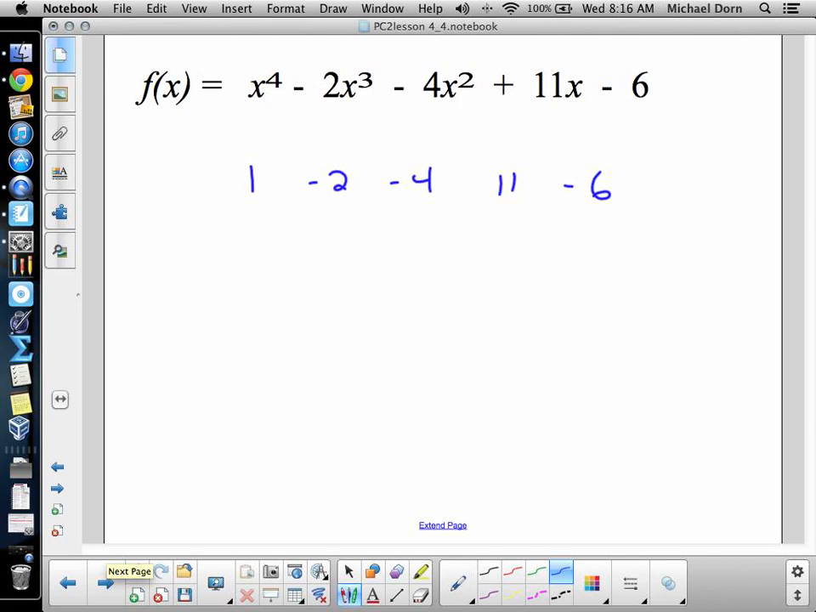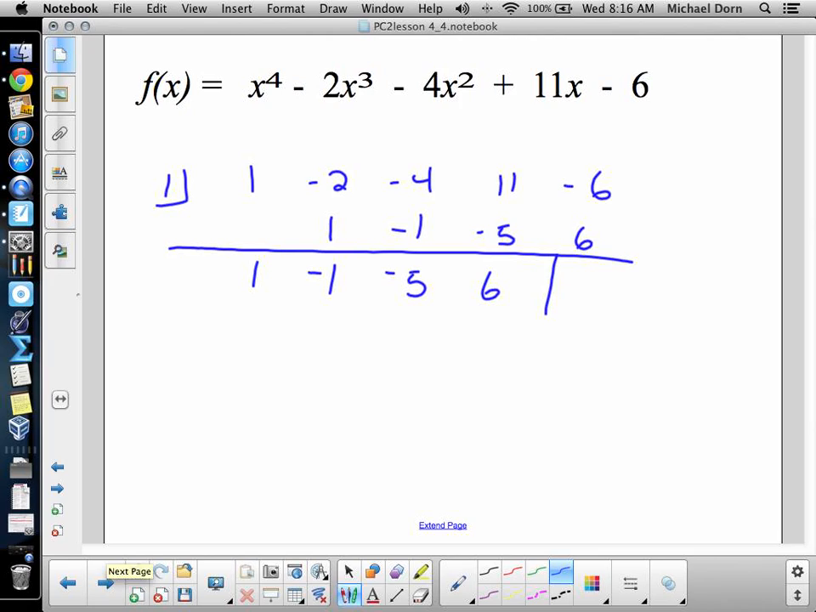And 1's going to work again, isn't it? Because if I add those, I get a 0. 1, 1, negative 1, negative 1, negative 5, negative 5, 6, 6, happy face. By the way, zeros only get a happy face at the end, not in the middle. It's very important. Keep track of your happy faces.